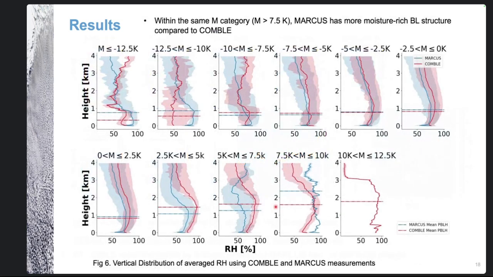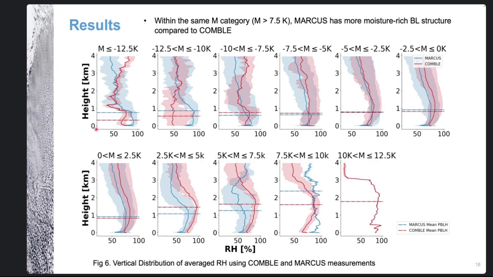So now we look at how the boundary layer structures vary with different M index. Here we show the average profiles of the relative humidity, with MARCUS in blue and COMBLE in red. The transparent shading shows the variations, the 75th percentile and the 25th percentile. The horizontal line is the average boundary layer height for both COMBLE and MARCUS, COMBLE in red and MARCUS in blue as well.